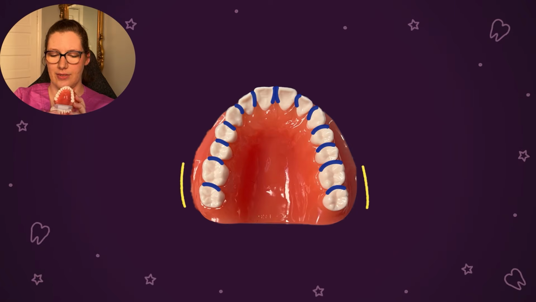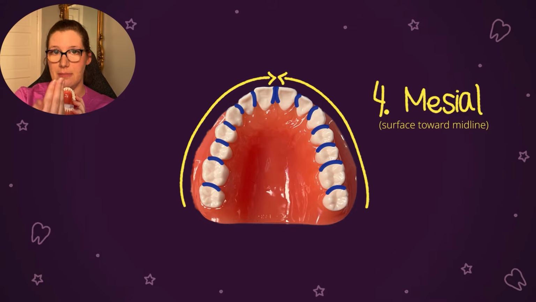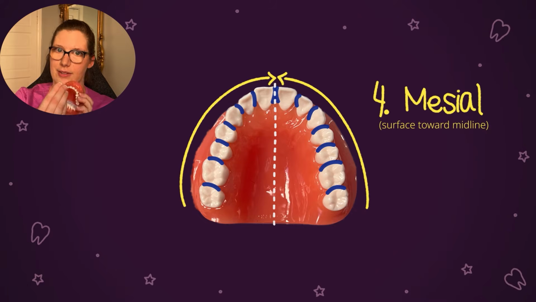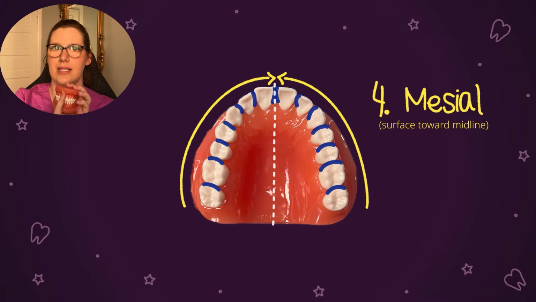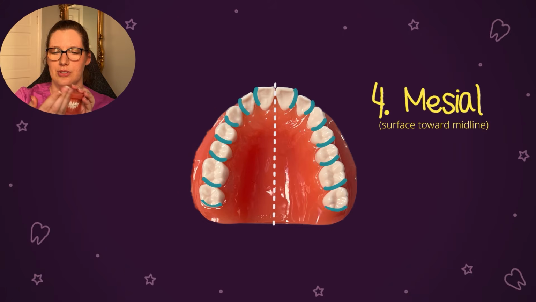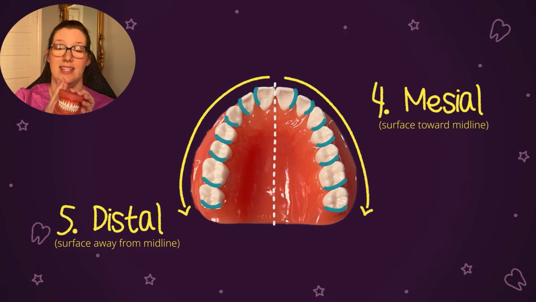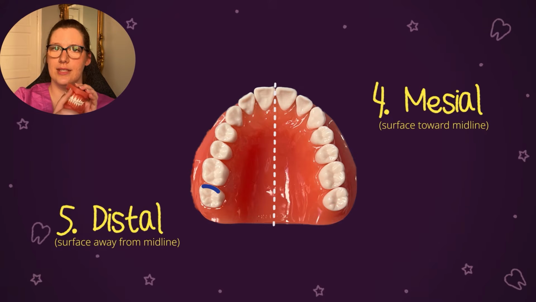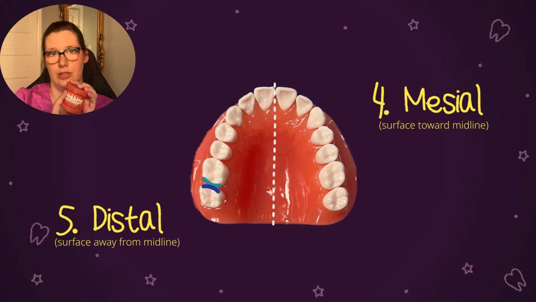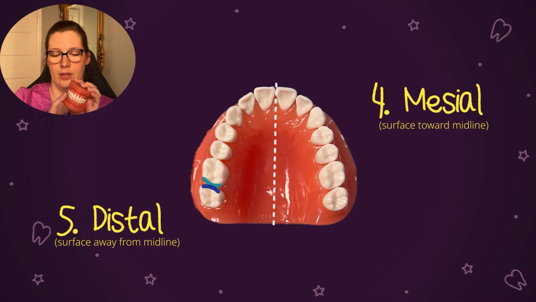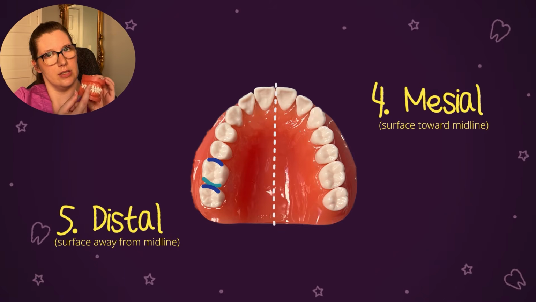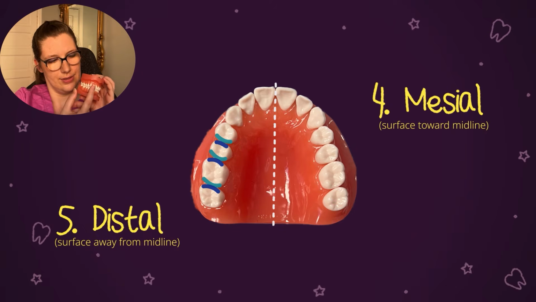The proximal surface of the tooth that is closer to the midline, or the center of the face and mouth, is called the mesial surface. The proximal surface that faces away from the midline is the distal surface. In an ideal mouth, the mesial surface of one tooth is going to contact or touch the distal surface of the next tooth over. So the mesial surface contacts the distal surface. Mesial surface contacts the distal surface.